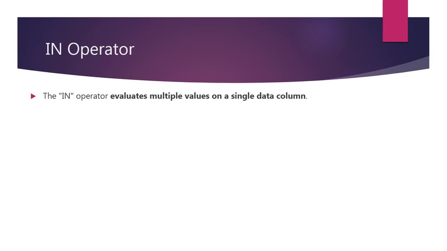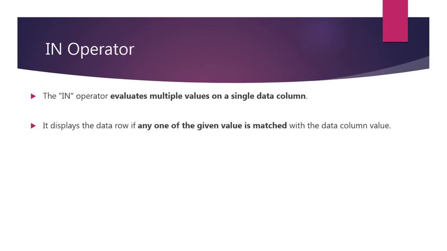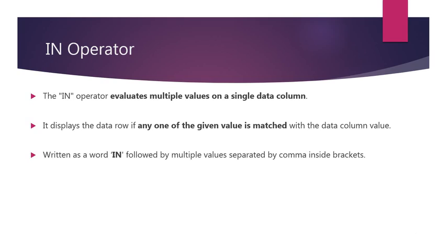The IN operator evaluates multiple values on a single data column. It displays the data rows if any one of the given values is matched with the data column value. If none of the values match, the SQL statement won't return that data row. The IN operator is written as the word IN followed by multiple values separated by commas inside brackets.